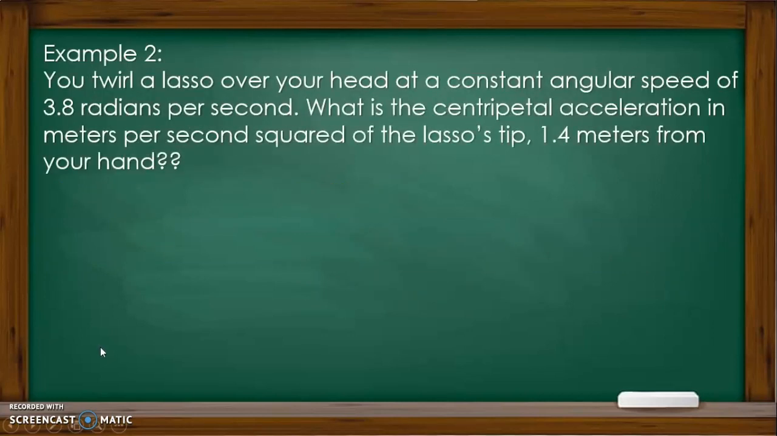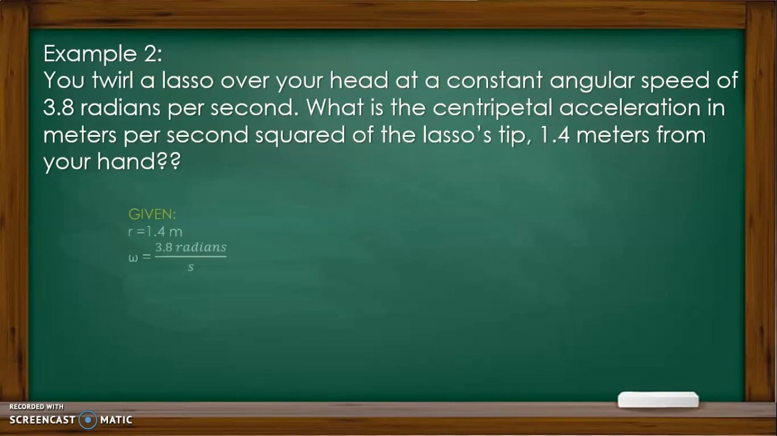Example number 2. You twirl a lasso over your head at a constant angular speed of 3.8 radians per second. What is the centripetal acceleration in meters per second squared of the lasso's tip 1.4 meters from your hand?